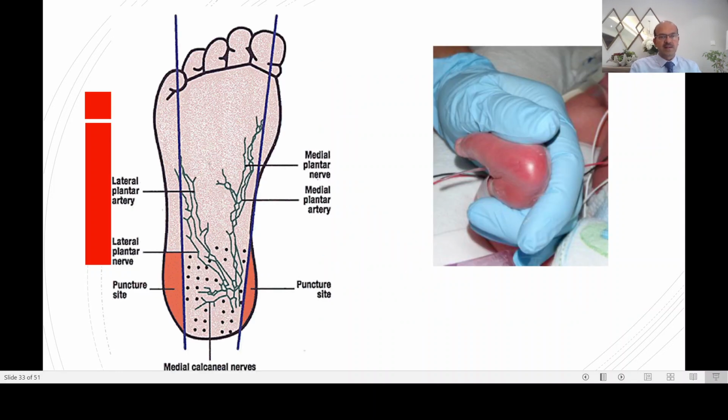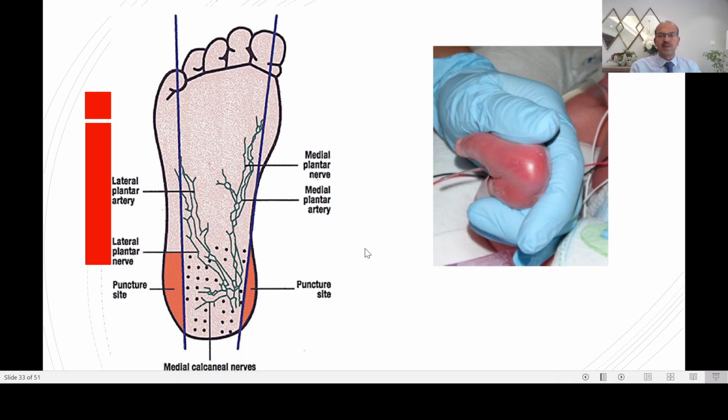So this is the reflection of the area where you do it. So the shaded area is where you prefer to do it. In a baby with repeated punctures, you can come a little more medially, but avoid the areas of the medial plantar nerve and artery, and avoid going deep.